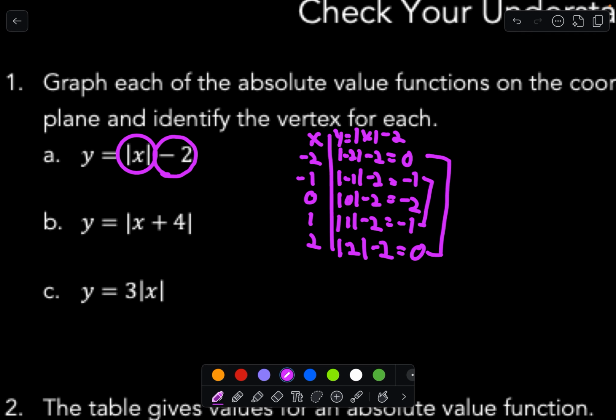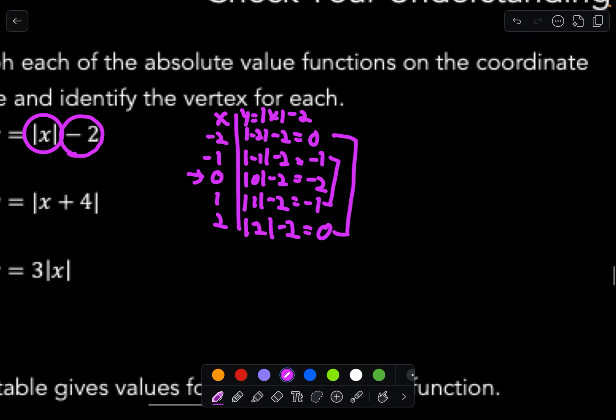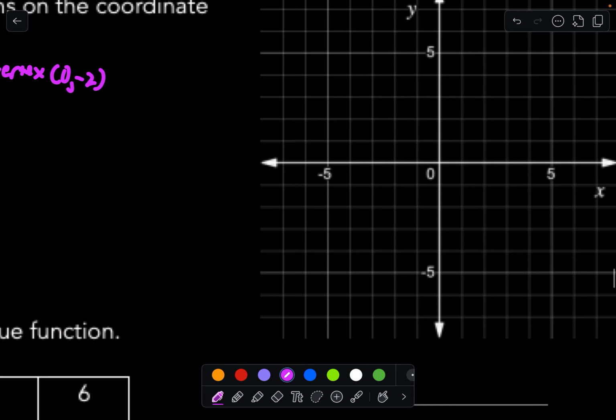So you notice that the numbers symmetric about this point, 0 comma -2, are the same values. That tells you the vertex is going to be at x equals 0, comma -2. So the vertex is (0, -2). Okay, so we're just going to plot that (0, -2) right there.